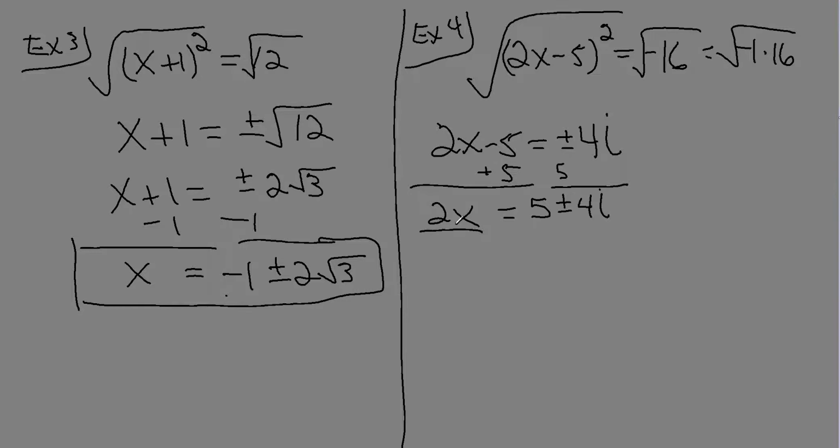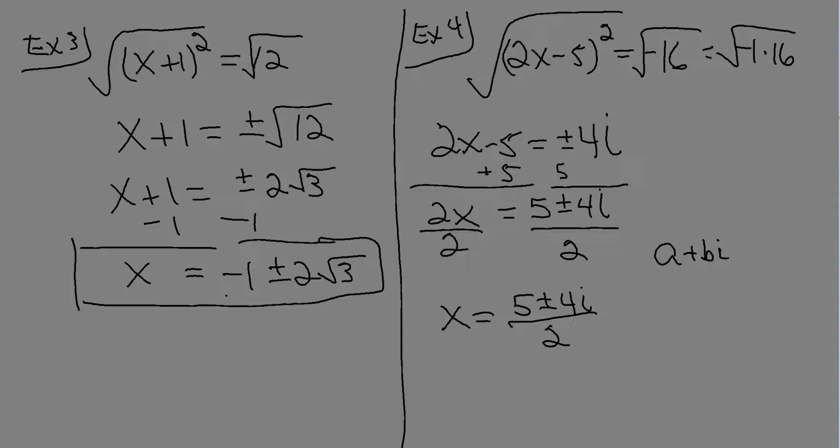Lastly, divide by 2. So x equals 5 plus or minus 4i, all divided by 2. And that's the way you write your answer for that, unless it said to write it in a plus bi form. If it says that, then you just have to do some rearranging here, but we won't worry about it right now.